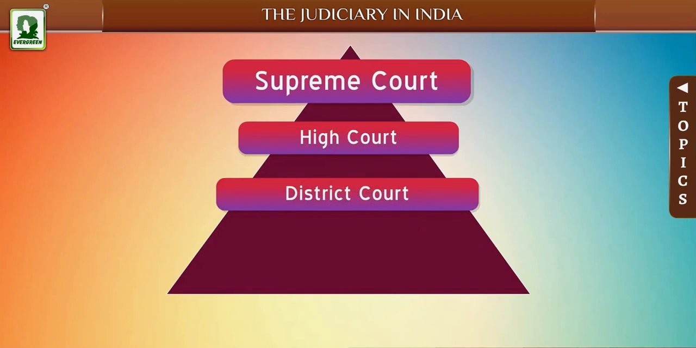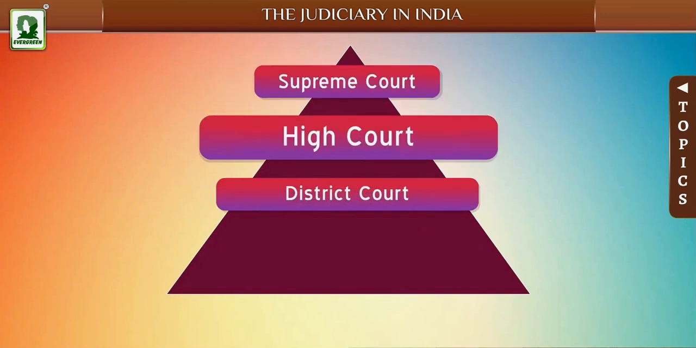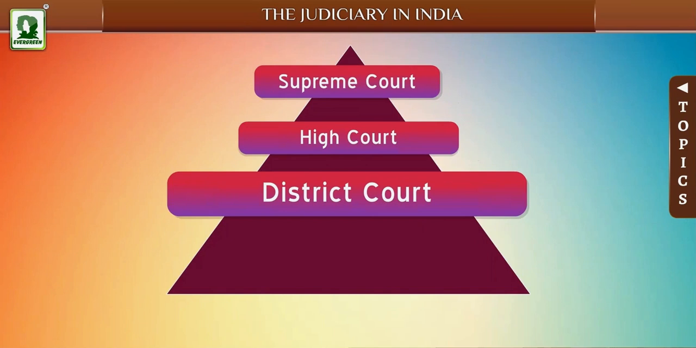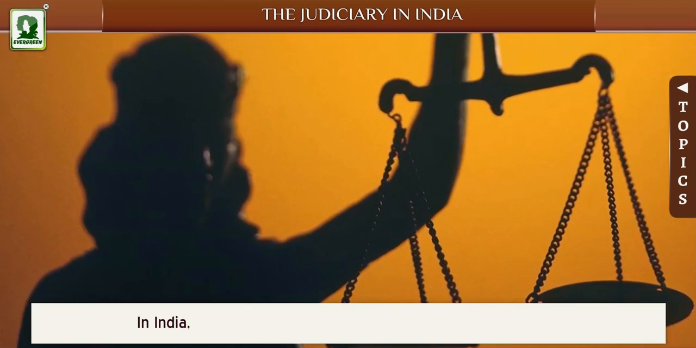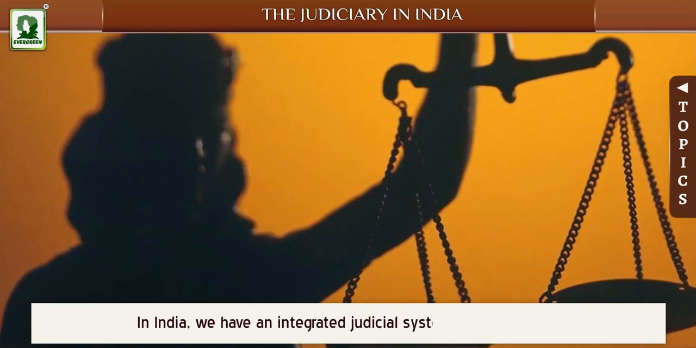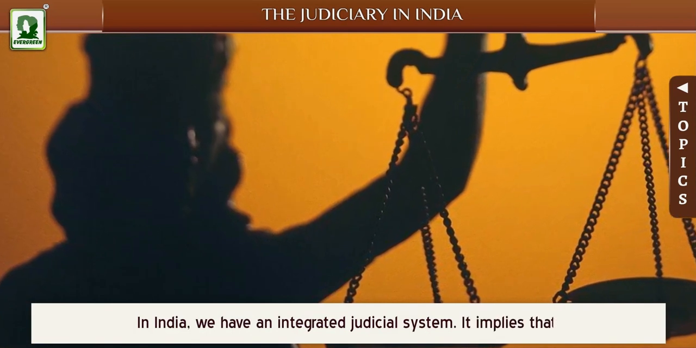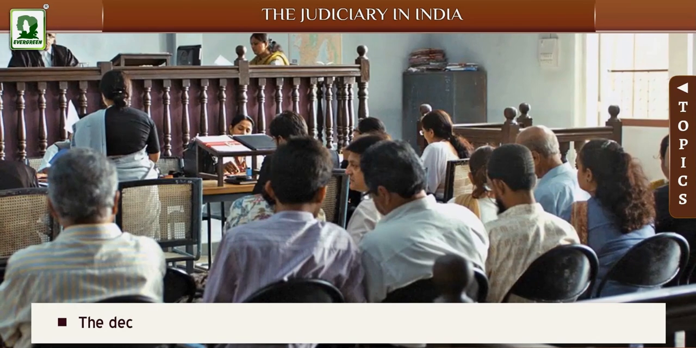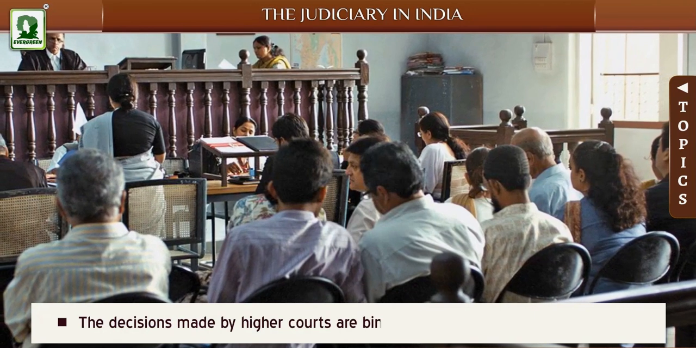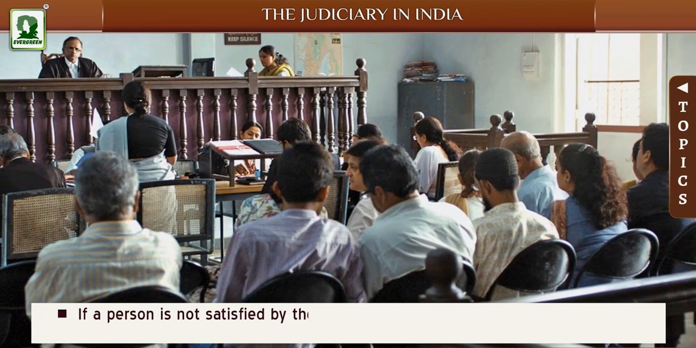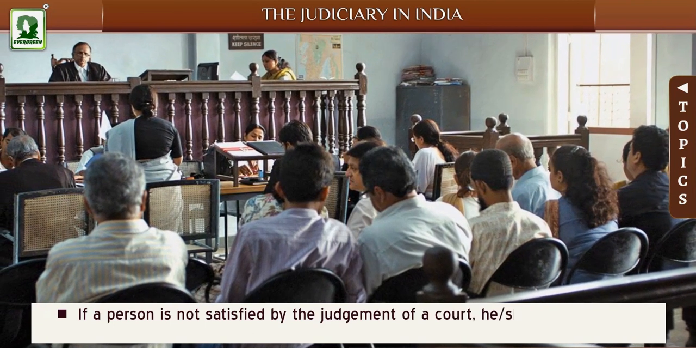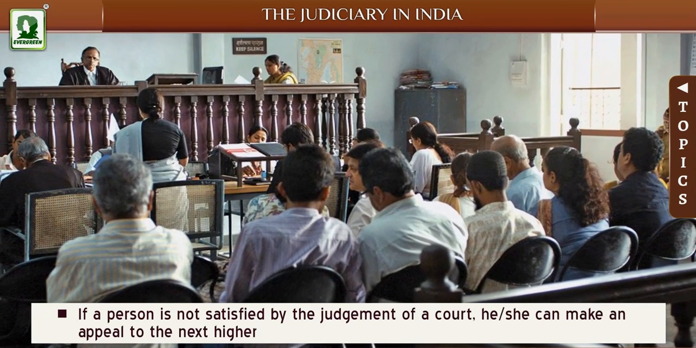Supreme Court, High Courts, District Courts, Civil Courts, Revenue Courts, Criminal Courts. In India, we have an integrated judicial system. It implies that the decisions made by higher courts are binding on the lower courts. If a person is not satisfied by the judgment of a court, he or she can make an appeal to the next higher court.